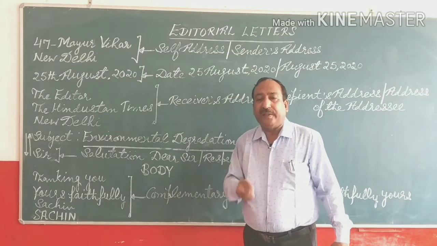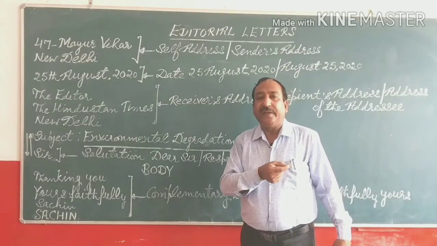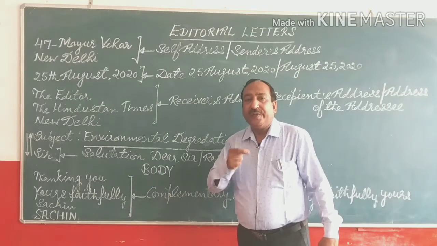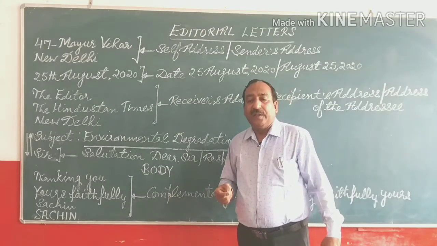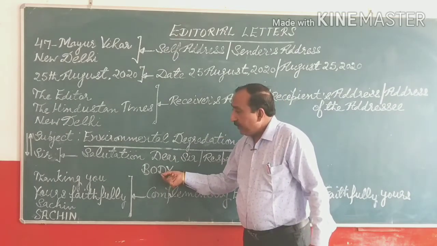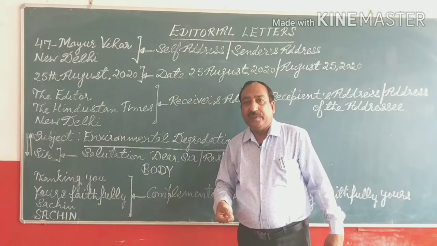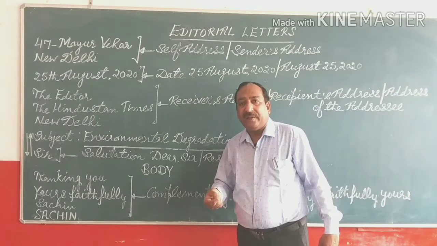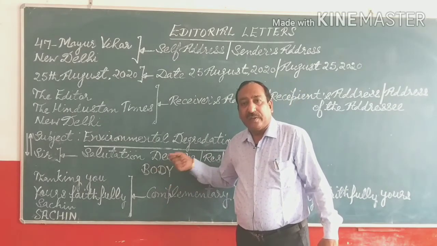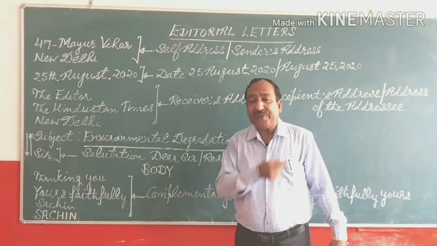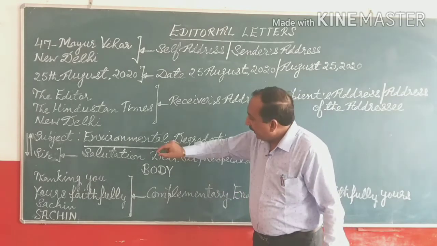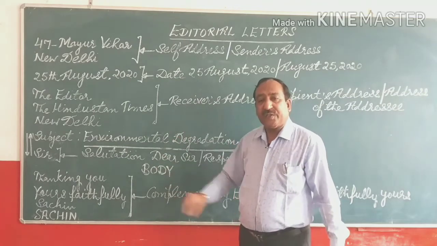The body, the content, is generally divided into 3 paragraphs. In the opening paragraph, the first paragraph, we have to introduce the subject. We have to introduce the problem. In the second paragraph, we have to highlight the problem. We have to give the reasons. And in the third paragraph, the concluding paragraph, we have to write the remedies, the solution.